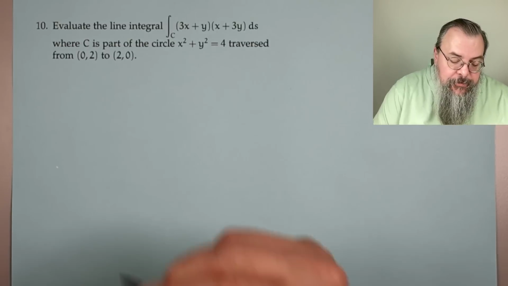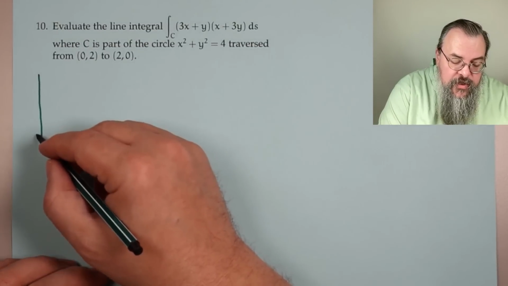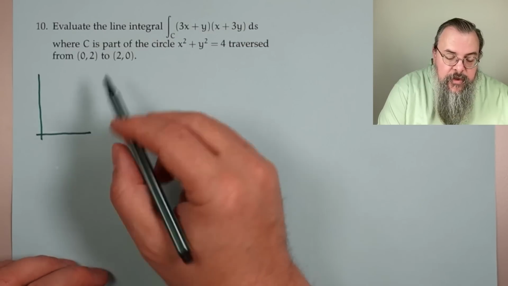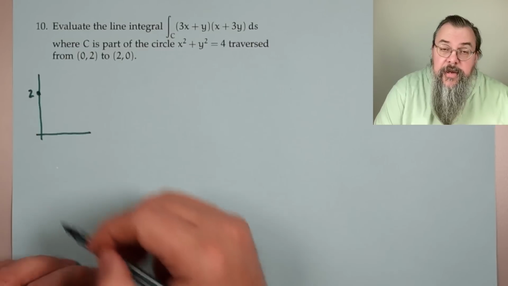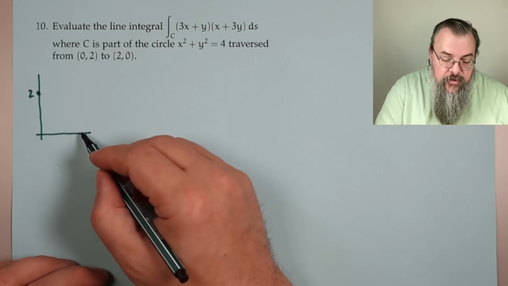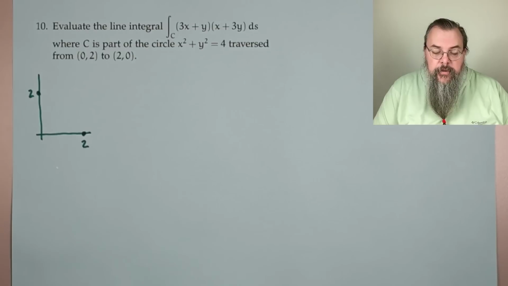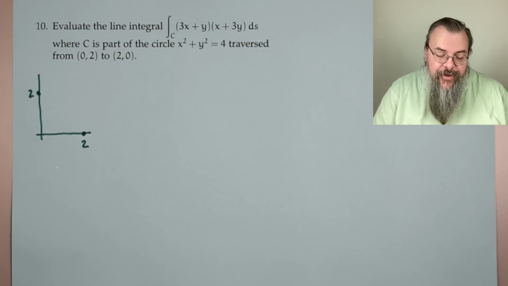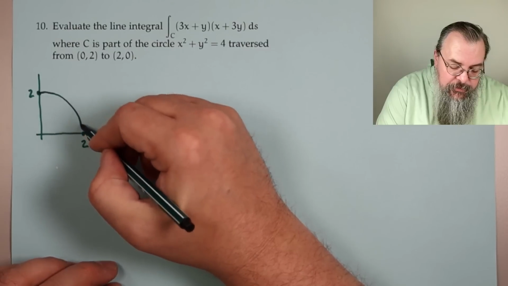Okay, so what are we going to do? Well, let's draw our curve first. So we're going from (0, 2), that says you're up here, to (2, 0), which is over here. And good news, these are points on the circle of radius 2, and so it's this part of the circle.